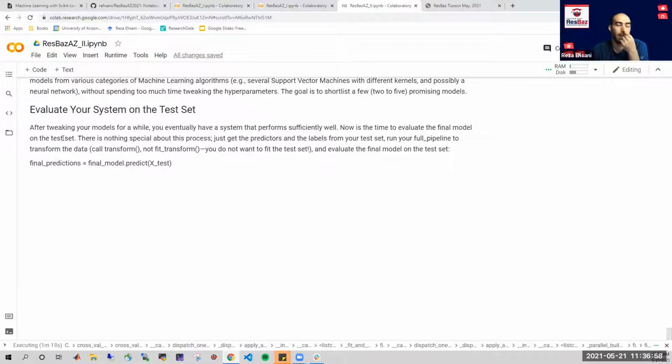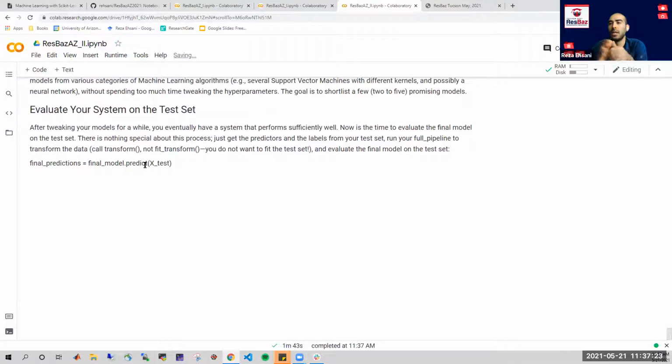And finally, after preparing the model, it's time to test it on the test set. We tweak our models for a while on the validation set. We eventually have a system that performs sufficiently well, and now it's time to evaluate your final model. What we do is use the test set. As I mentioned earlier, at the beginning of our experiment, when we gather the data, we divide it into 3 sets: the training set, which is used to train the model; the validation set, which is used for hypertuning the parameters; and finally, the test set, which you use at the end, when your model is hypertuned. There's nothing special about this process. You just call predict, and that's it.